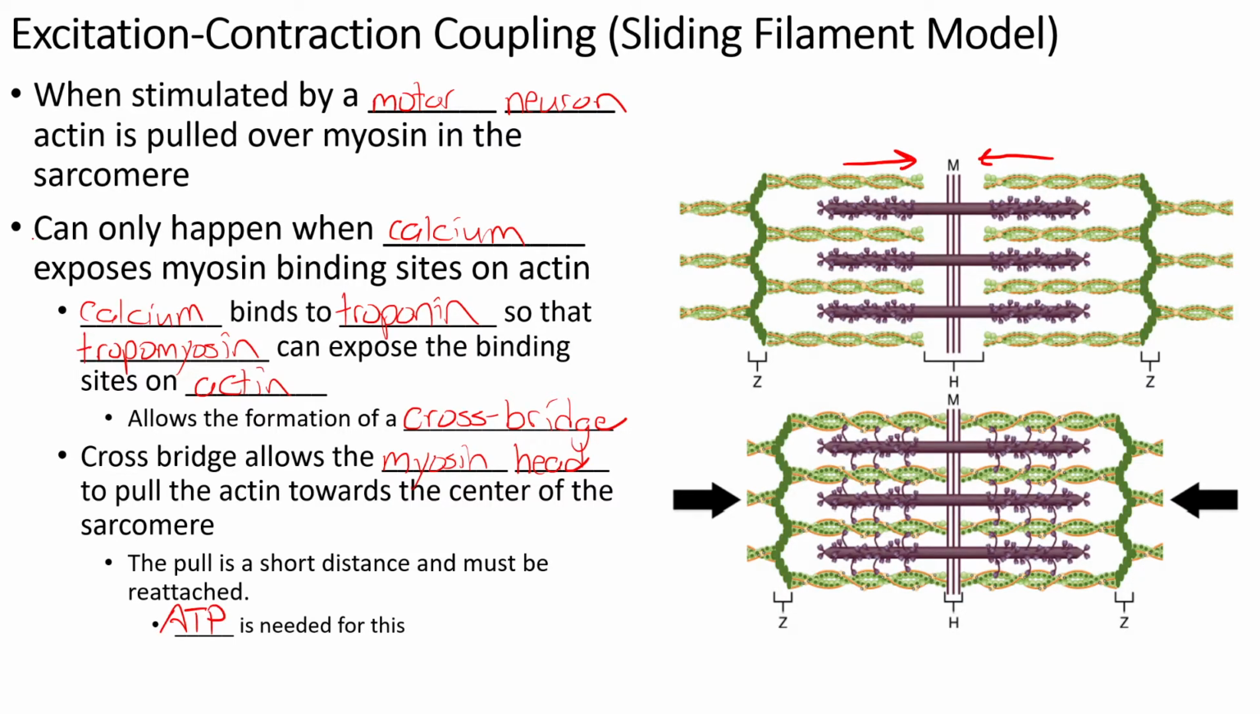So that's where ATP comes in. ATP is necessary to let myosin release the actin so it can reattach later. So that's the sliding filament model. Basically, what the sliding filament model says is that myosin pulls the actin over. That's what the sliding filament says. Everything else is the mechanisms of the sliding filament model.